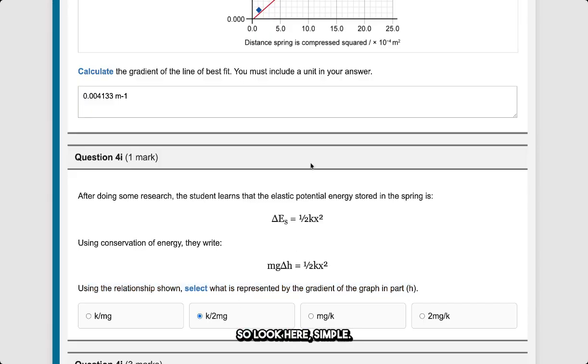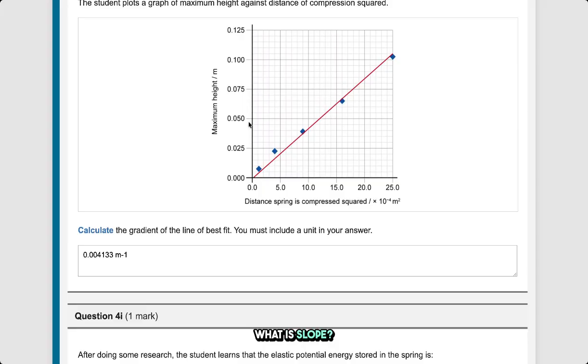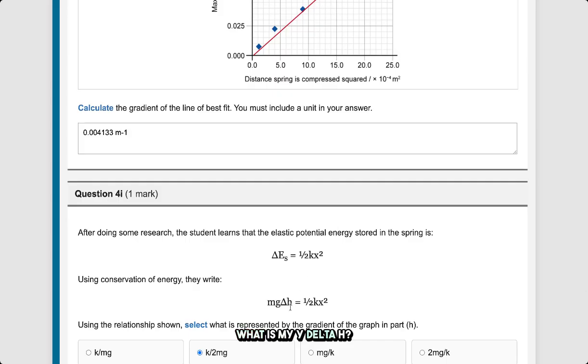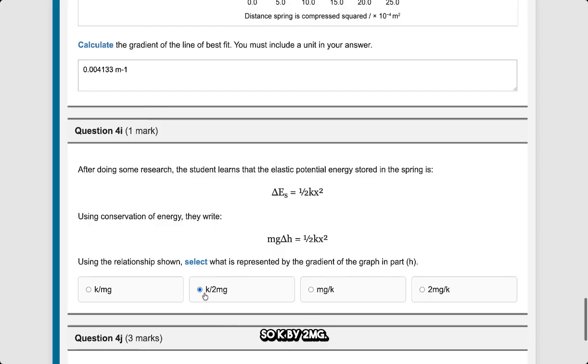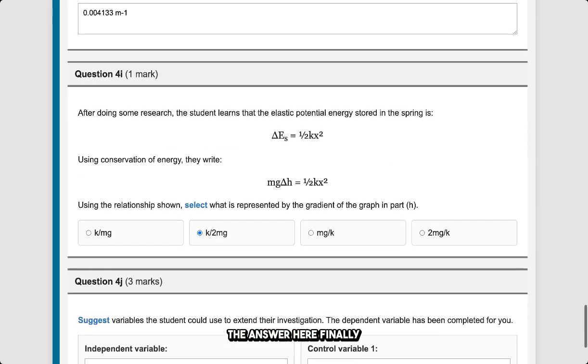So look here, simple. What is slope? Slope is y by x. What is my y? Delta h. What is my x? x square here. So what is my delta h by x square? Send x square down, so you have half k and send mg down. So k by 2 mg is the answer here.